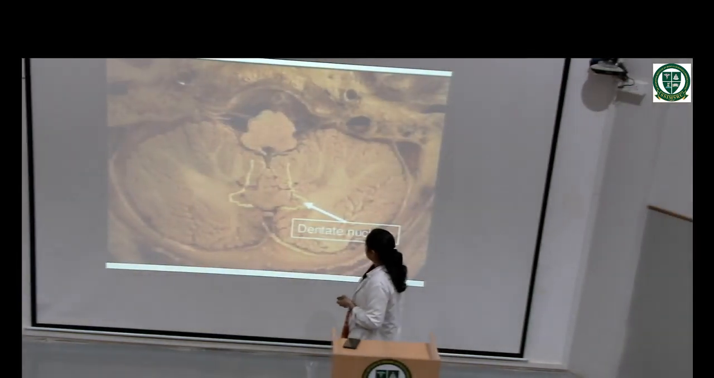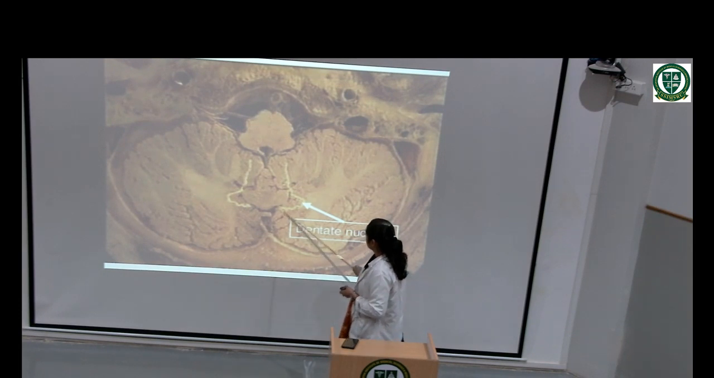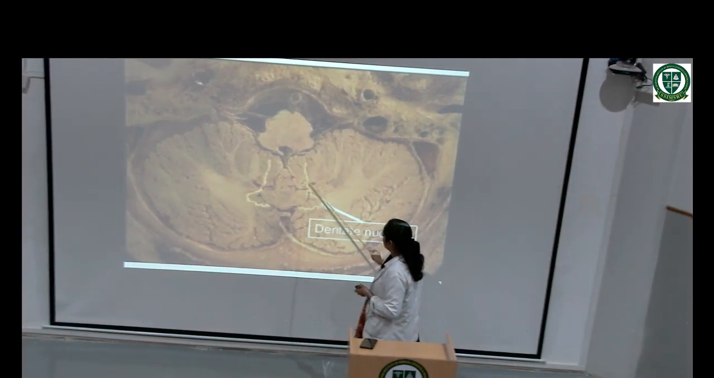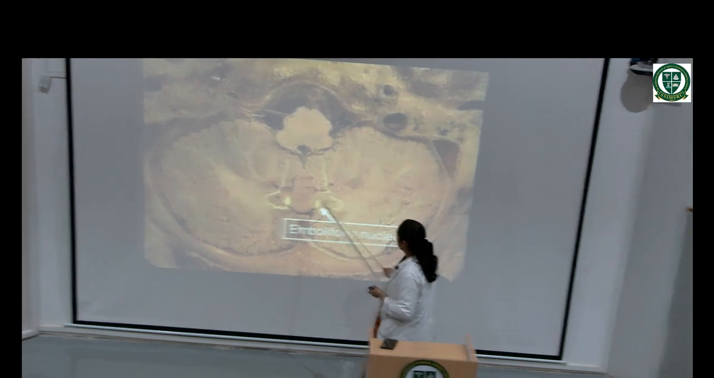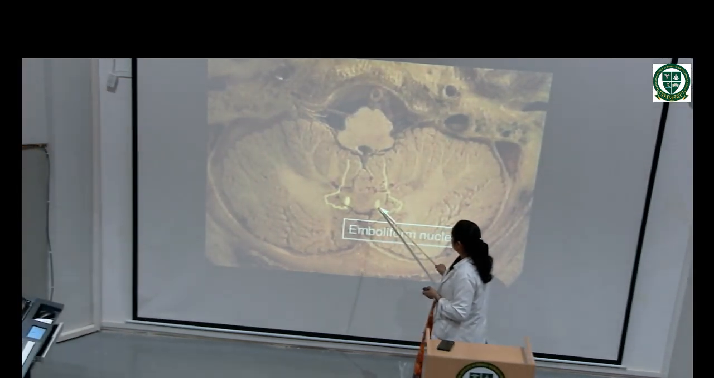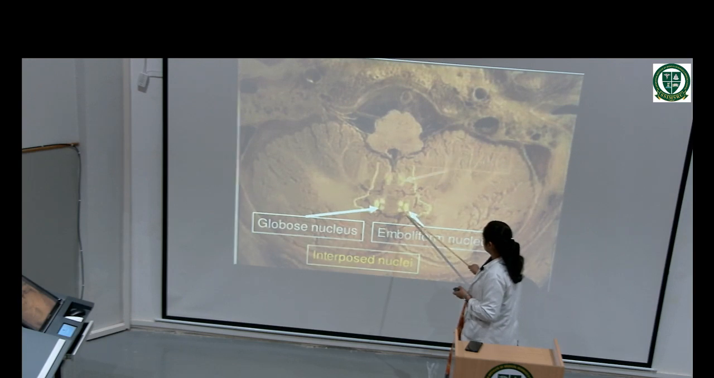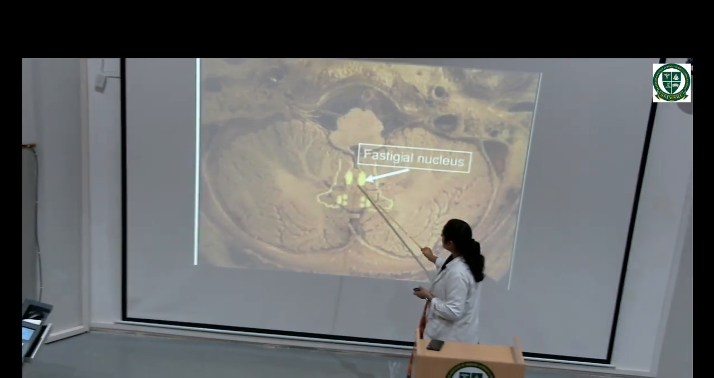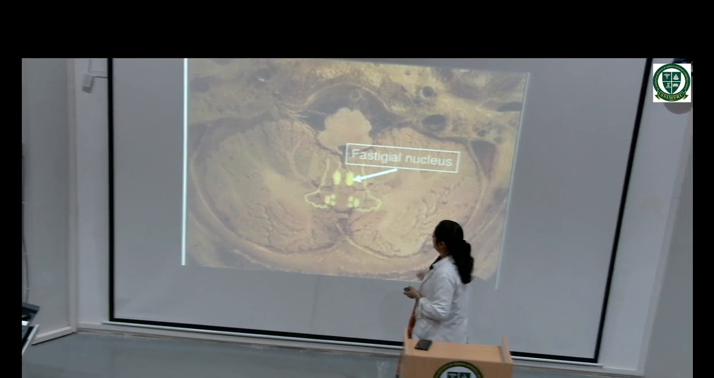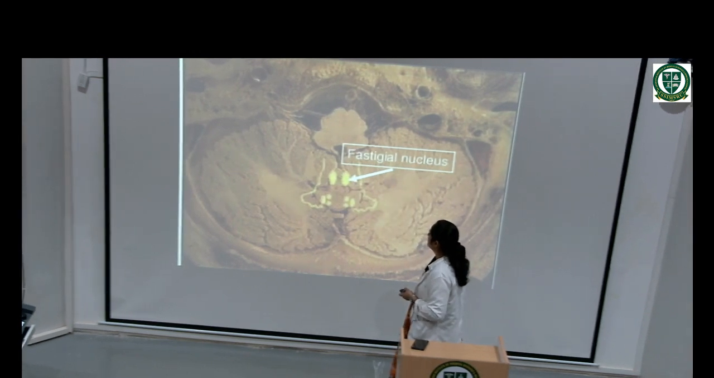So this is the gross picture you can see. This crumpled shape marked in yellow is your dentate nucleus. This is your emboliform nucleus, and the globose nucleus, representing the nucleus interpositus, and higher above what you are seeing here is the fastigial nucleus. So these form the deep cerebellar nuclei.